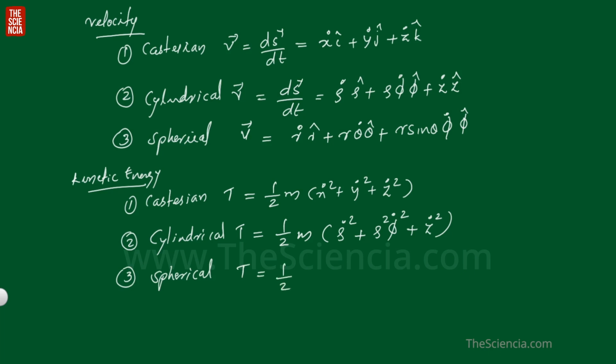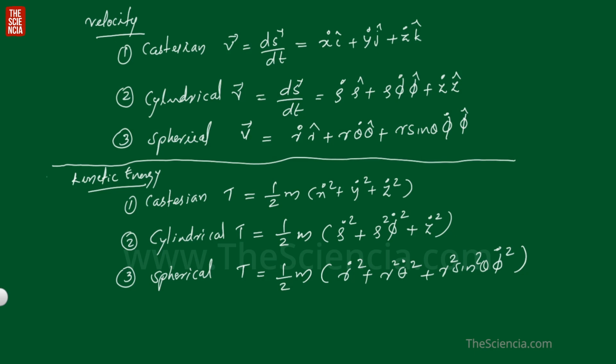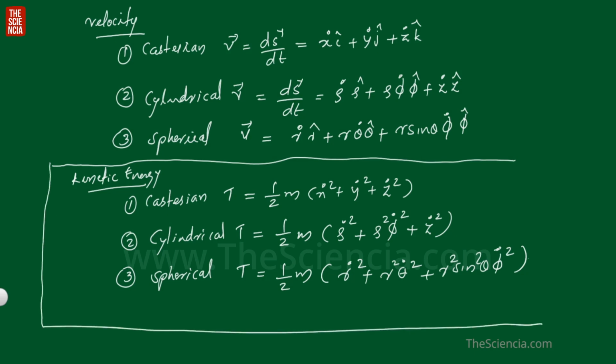T will be equal to 1 by 2m into (r dot square plus r square theta dot square plus r square sine square theta phi dot square). Okay, so please remember all those equations, especially don't forget equations of kinetic energy in these three coordinates. It's very, very important. If you remember these equations, pakka, then you can solve many problems just by looking at the diagram. Okay, so don't forget, this is very important.